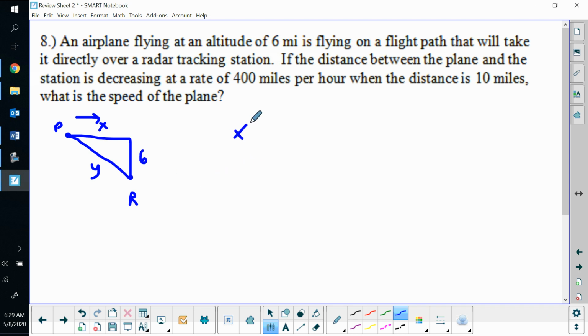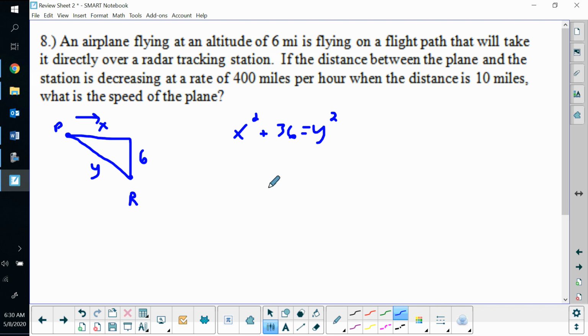So the equation that naturally works out here is x squared plus 36 equals y squared. We have a rate for y. Our dy/dt is the 400 because it's the distance between the plane and the station. So we know our dy/dt, and we're trying to find the speed of the plane, which is our dx/dt.